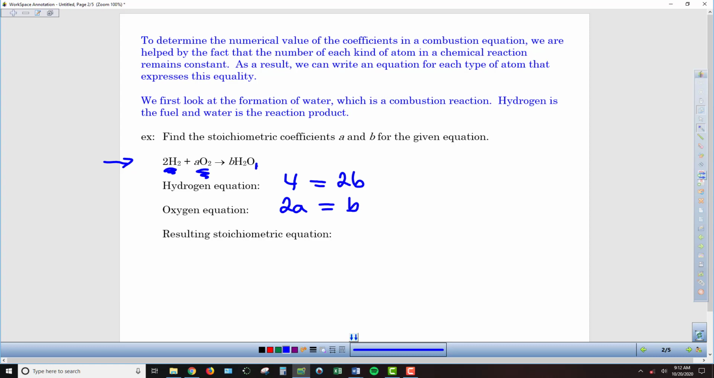And so I can solve this system of equations. Here we can pretty easily see that B is going to equal 2. And then I can substitute that into the second equation, so that tells me that A is going to equal 1. And so the resulting stoichiometric equation for the formation of water is 2 moles of hydrogen gas reacting with 1 mole of oxygen gas. It's going to be equal to 2 moles of water.